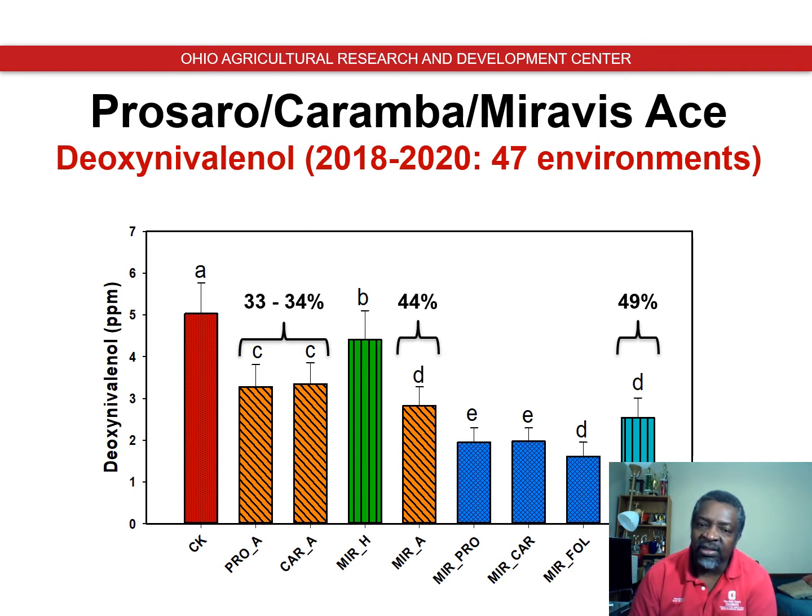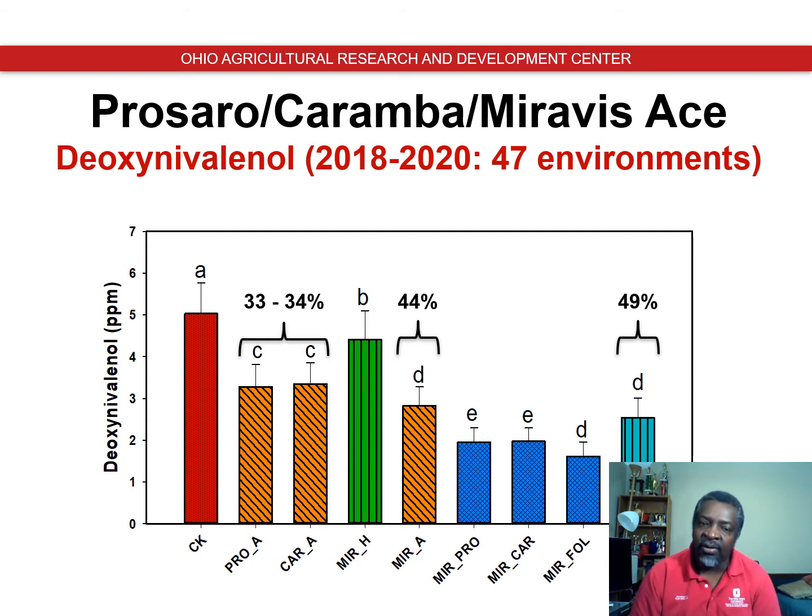In terms of vomitoxin, this graph similarly shows side-by-side comparisons of different fungicide programs for vomitoxin reduction. Again, vomitoxin in the far left in the red is about 5 parts per million in the grain. And as you can see, all fungicide programs resulted in significant reduction in vomitoxin levels in the grain.